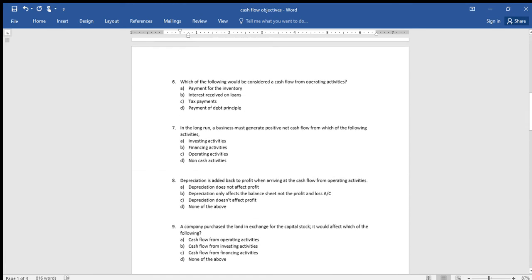Then question 6. Which of the following would be considered a cash flow from operating activities? We have payment for inventory, interest received on loans, tax payments, or payment of debt principal. I think it's payment for inventory because it's under operating activities. It would be considered a cash flow from operating activities. Payment for inventory is an outflow. So my answer is A.